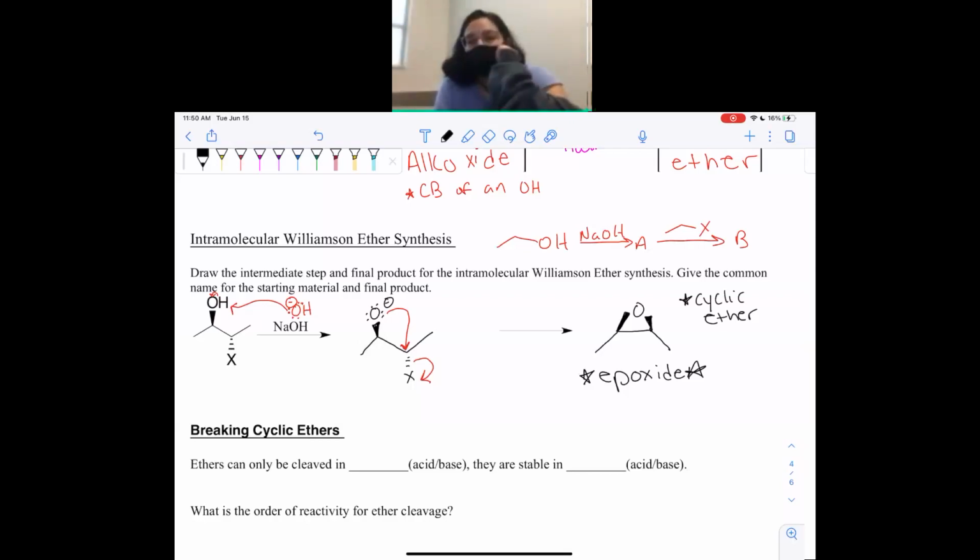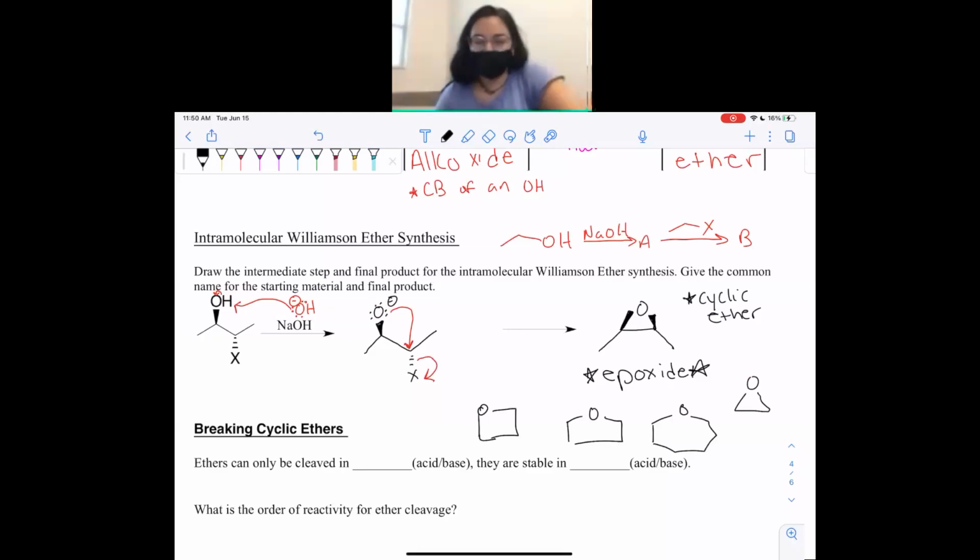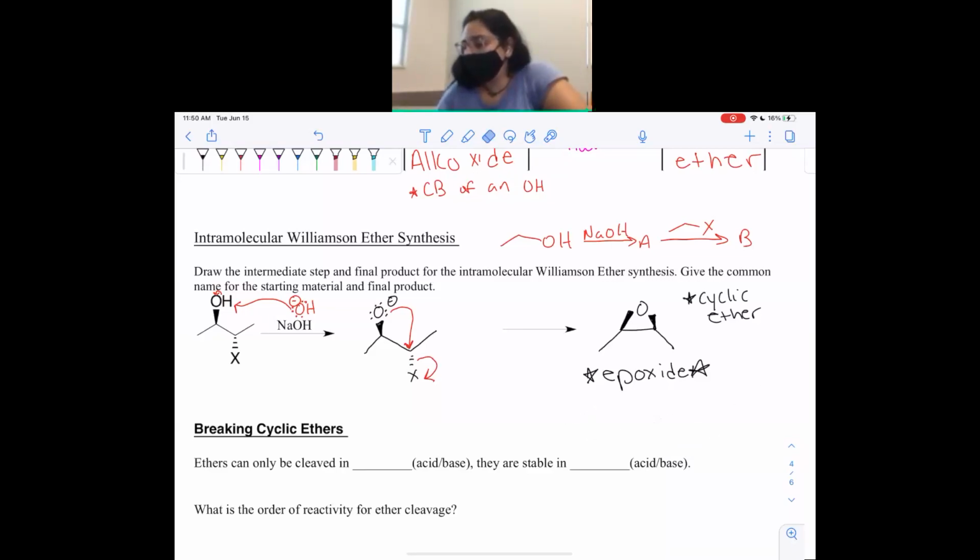So I guess the difference is just that any size can be a cyclic ether. So this is a cyclic ether. This is a cyclic ether. This is a cyclic ether, right? But an epoxide is specifically this guy. So let's say we had done this reaction. I should have given you a moment, but that's fine. So let's say I had given you this exact same reaction, but now I had my OH here and I had my X over here, right?